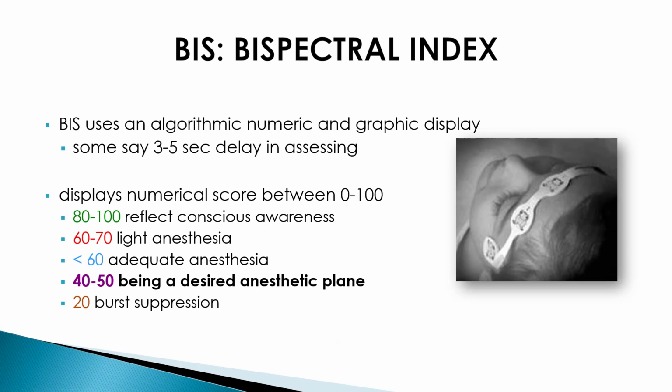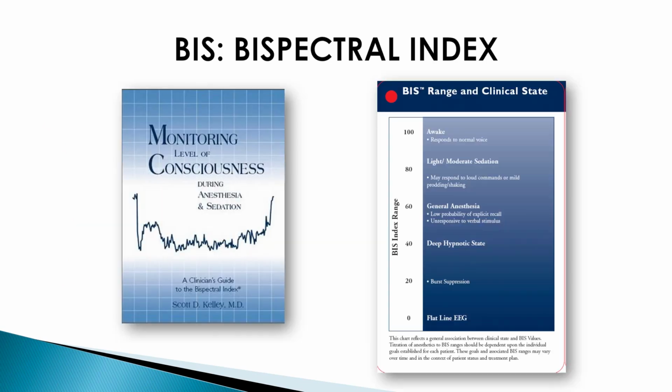Typically, they like to sit between 40 and 50. 80 to 100 reflects conscious awareness. 60 to 70 reflects light anesthesia. Less than 60 is adequate anesthesia, so they're adequately asleep, with 40 to 50 being a desired anesthetic plane. When it gets to 20, you'll most likely see burst suppression on your EEG. Here's a little pocket guide. It says the same thing right here.